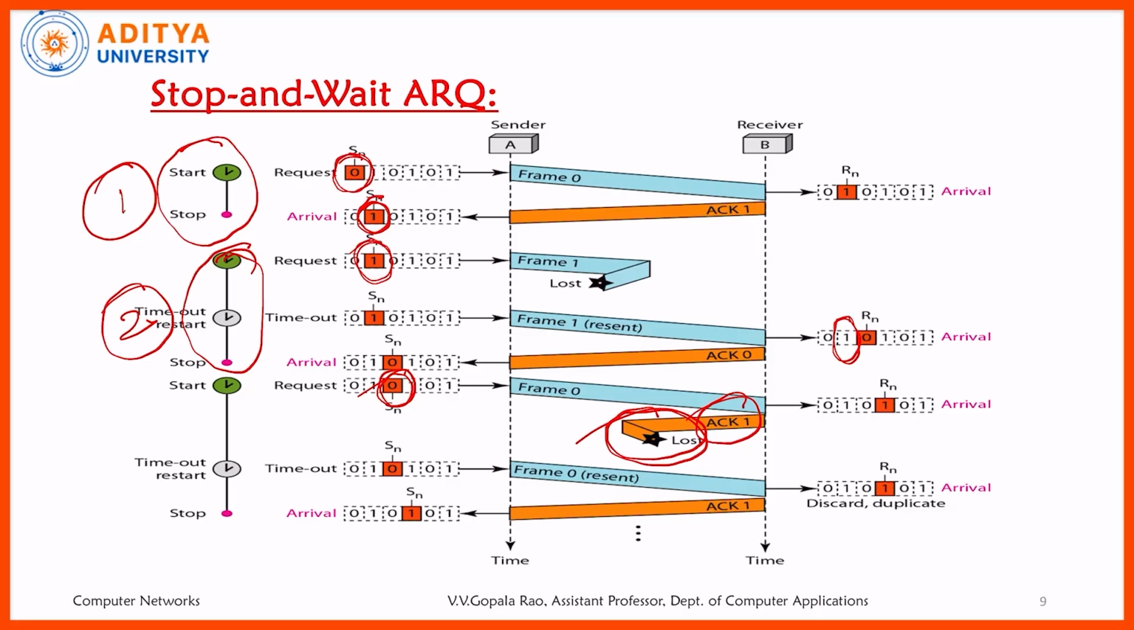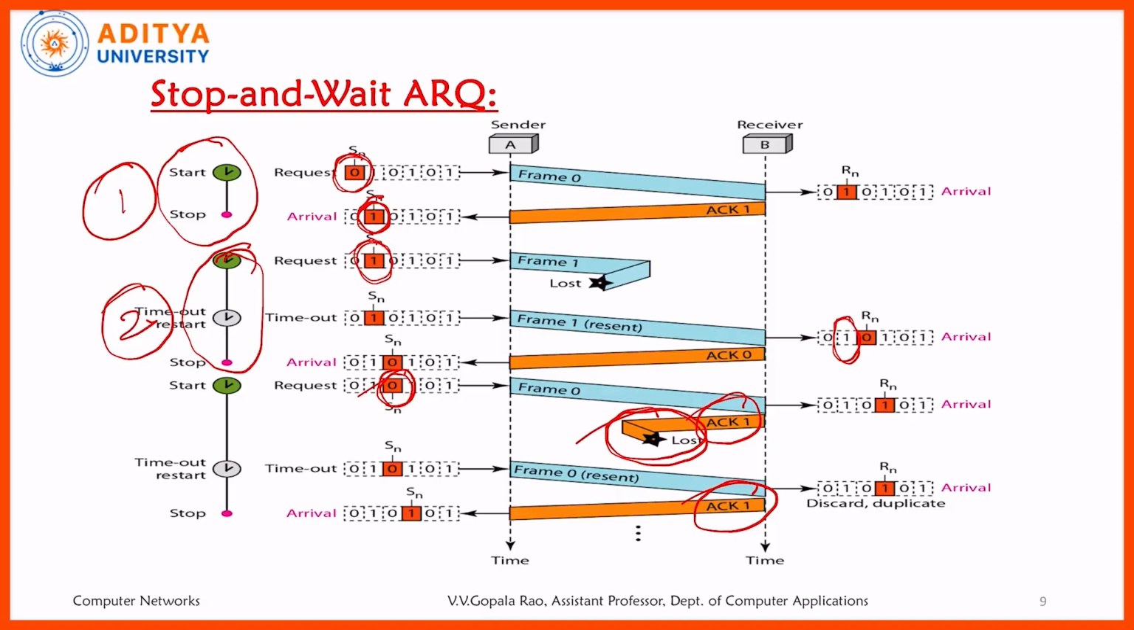Then the receiver receives the same frame again, and, as I already told you, no two consecutive 0 frames or consecutive 1 frames will be accepted by the receiver. This is actually a policy. Immediately after getting the same 0 frame again, it understands that it is a duplicate frame, and it discards that recent frame in transit. Again ACK1 is sent to the sender.